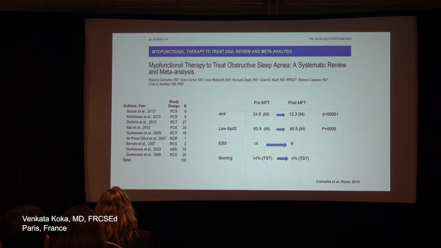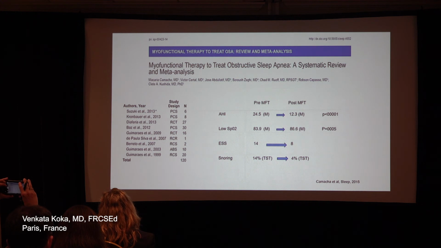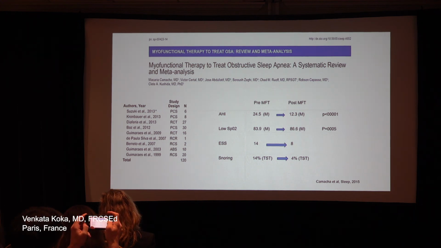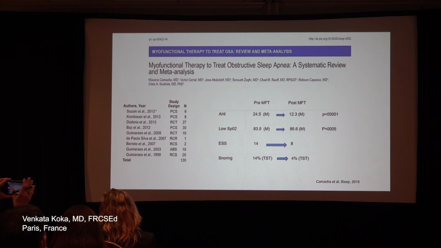Now we talk about myofunctional therapy. The other day, Mark Muller showed this slide. There's improvement of AHI, and there's an increase in the low SpO2. This is increased, this is decreased by 6 points. It's very important. It's very interesting. There are some 120 patients.